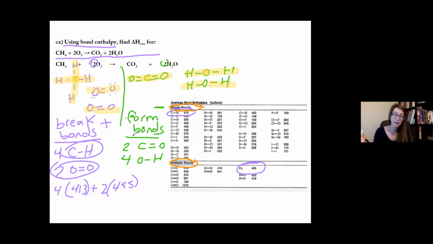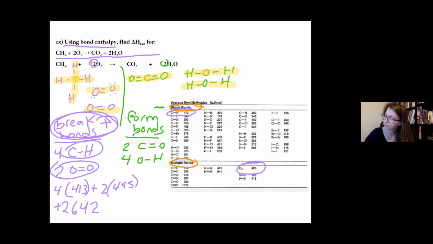When I then do that math, my calculator, 4 times 413 plus 2 times 495, I get 2,642. And again, because these are the bonds I'm breaking, I'll always be breaking the bonds on the left, the reactants. That will always be an endothermic process. That gives me a positive value.